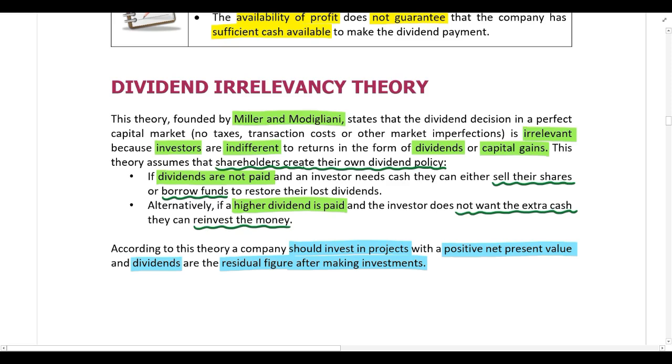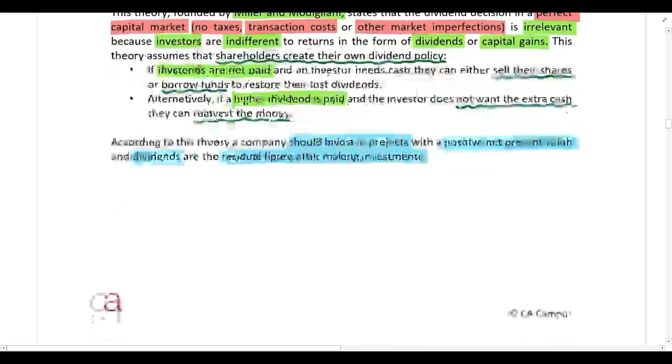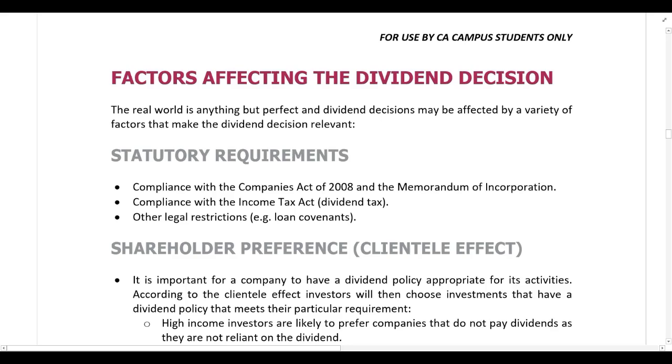Now, the problem with this theory is it assumes a perfect capital market where there are no taxes, no transaction costs, and no other market imperfections. Now guys, if you just turn over onto the next page, we know that the real world is anything but perfect. We are not dealing with a perfect capital market in the real world. We are dealing with an imperfect capital market. And because of that, dividend decisions may be affected by a variety of factors that make the dividend decision relevant.